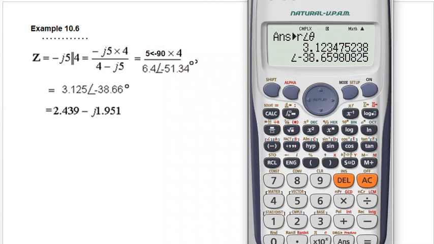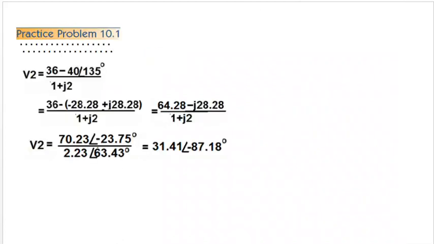Okay, we'll do one or two examples to have more idea. So this is another example. Now this is from practice problem 10.1. Part of it I have taken. So here the question is 36 minus 40 angle 135 divided by 1 plus J2. Now you can see how difficult it is to do. First of all, we have to convert this polar into rectangular. Then we have to add all the terms here, and then we have to convert both into polar form to divide, and then we get the answer.